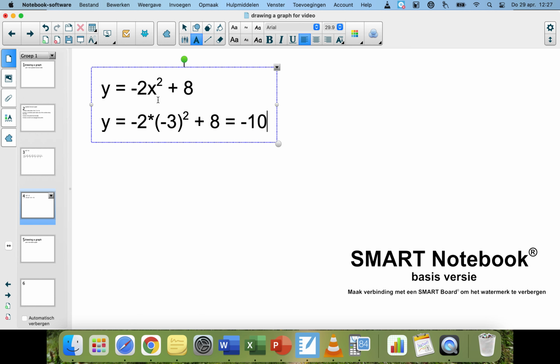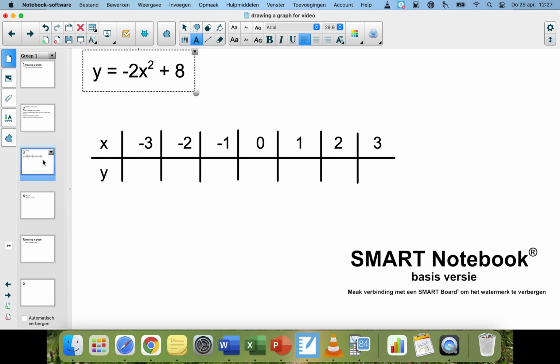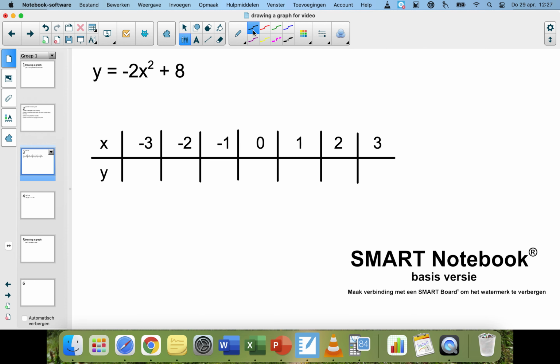So if the question is calculate y for x is -3, this is what you need to write down. You need to write down what you calculate, how you do that, so you show that you know how to fill in x, and of course the answer. In this case, it means that we can now fill in one bit of the table. For x is -3, we know y is -10.